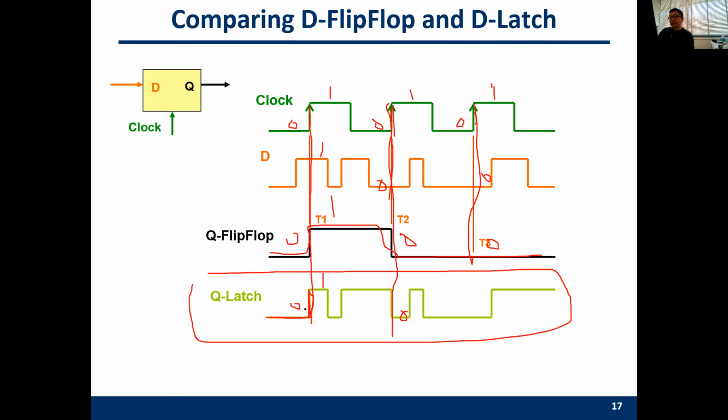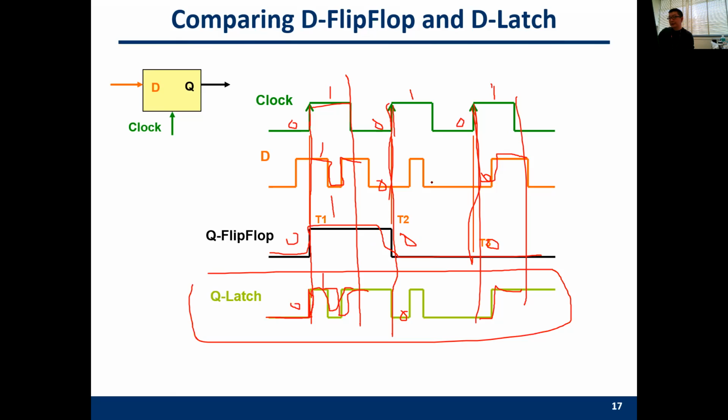So the D latch just changes when the clock level is high. It just changes with the input. So now you can see the difference. When the clock is high, it just changes with the input like this.